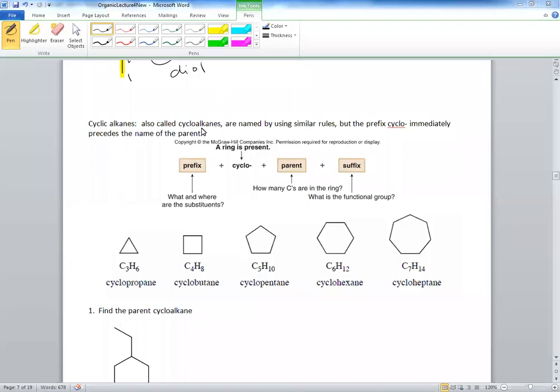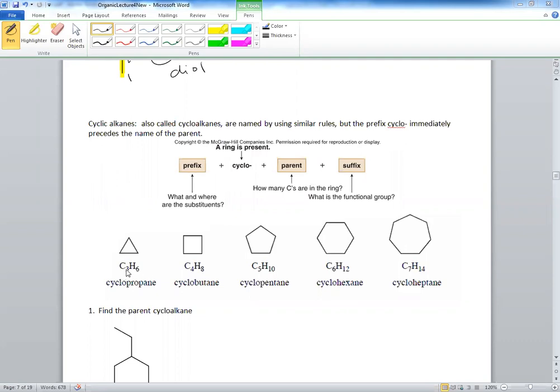Cyclic alkanes, also called cycloalkanes, are ring structures. They have rings like here. You see they have a 3-membered ring, 4, 5, 6, 7, etc. Of course, you can't begin with anything less than 3, because there are only 2 carbons. These ring structures use very similar rules, but you use the prefix cyclo before the name of the alkane.